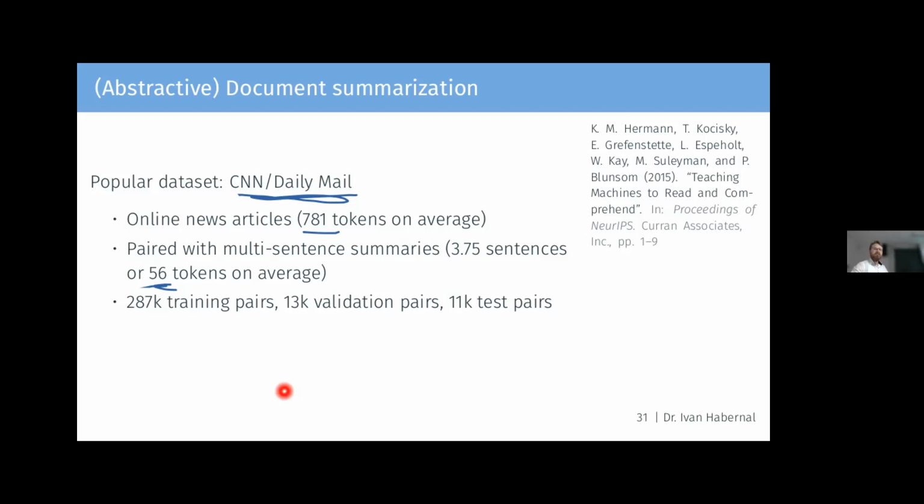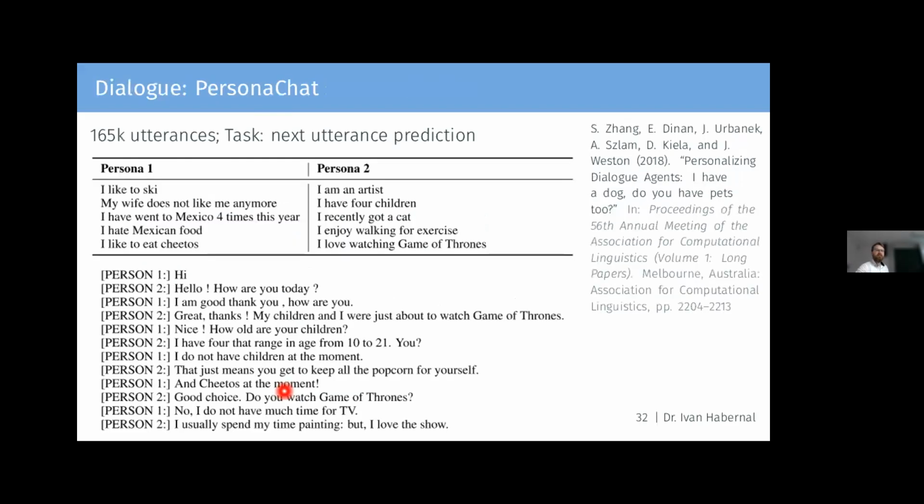And the last thing about generation, there are so many things about generation, but the last one is PersonaChat. So dialogue. Basically you have a dialogue and you want to predict the next utterance. This is like chit chat. You have two persons and they say, hey, hello, how are you today? Oh, I'm good, thank you, how are you? Well, great, thanks. My children, I'm just about to watch Game of Thrones. Oh, nice. How old? And the task could be to just create the next sentence in this dialogue, because maybe you're programming Amazon Alexa and want to entertain people.